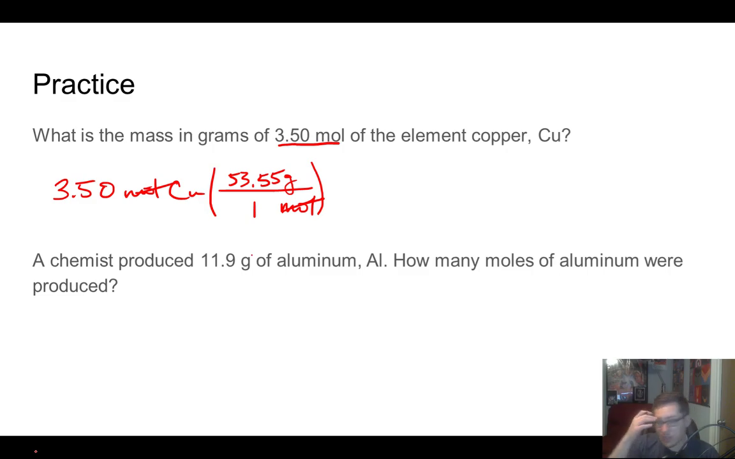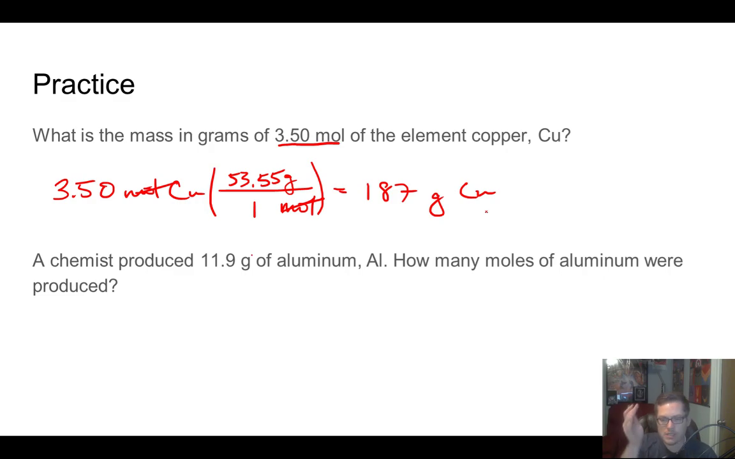Now, one trick that you can use for now is that whenever you're doing these conversions, the 1 value will always go with moles. All right, so 3.50 moles of copper, and then so we're just going to take 3.50 times 53.55 divided by 1. So 3.50 times 53.55, and we get 187.43. Okay. So we'll just call it 187 grams of copper.